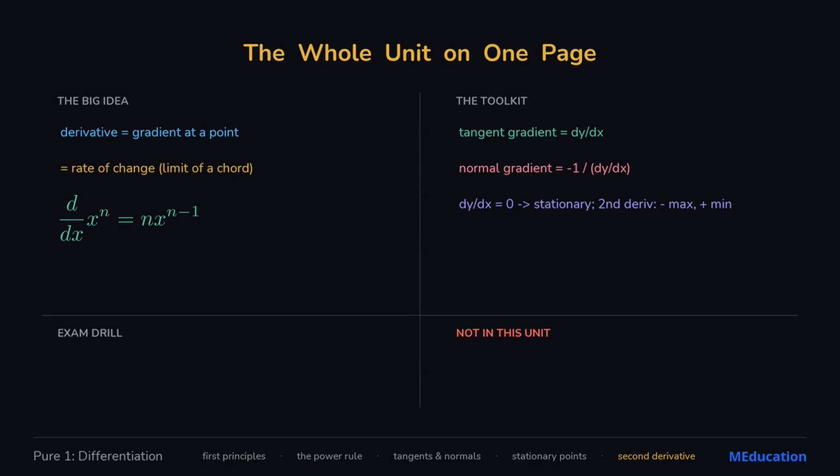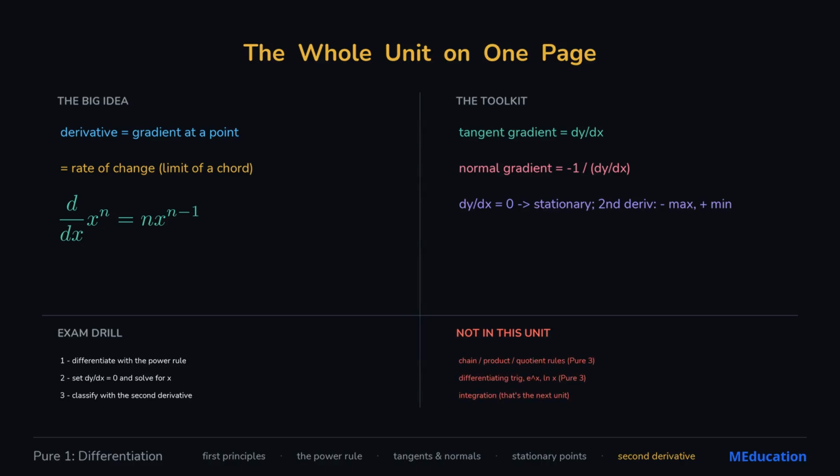On the right sits the toolkit that all flows from it. The derivative's value is the gradient of the tangent. The normal is perpendicular, so its gradient is -1 over that. Set the derivative to 0 for stationary points, and the second derivative tells you a maximum from a minimum. Your drill underneath is just 4 steps.